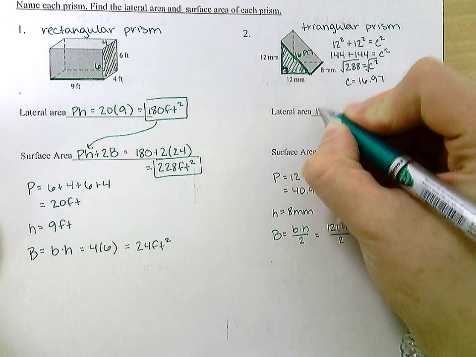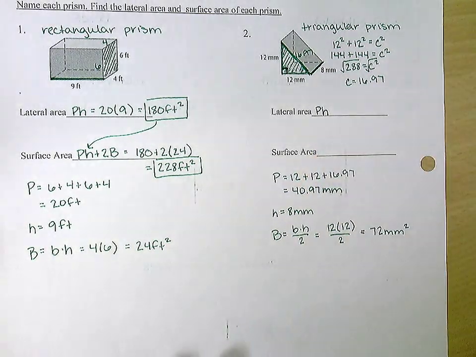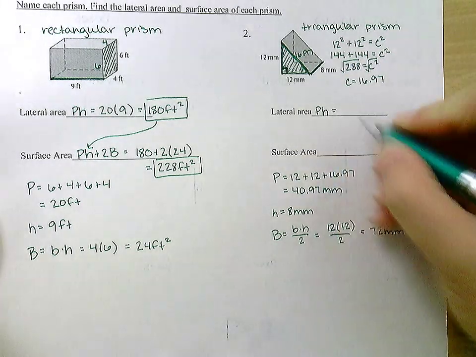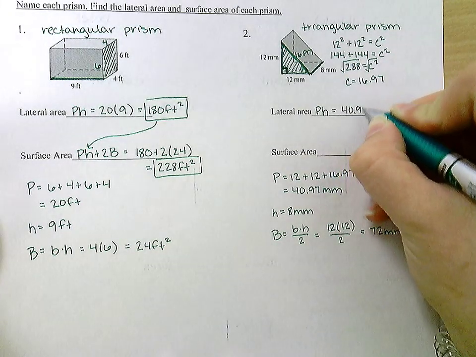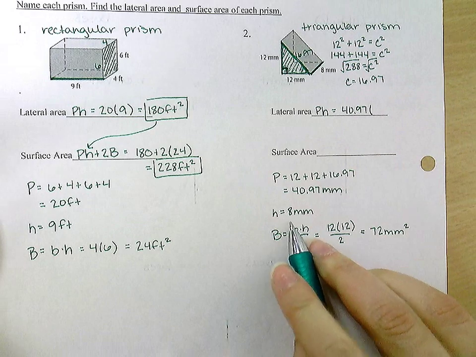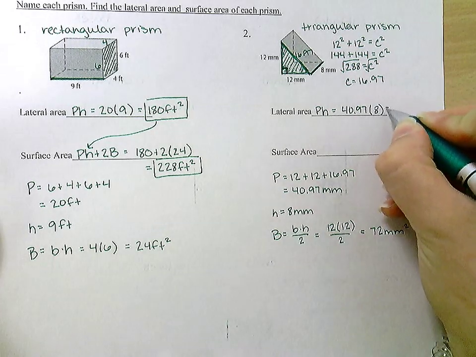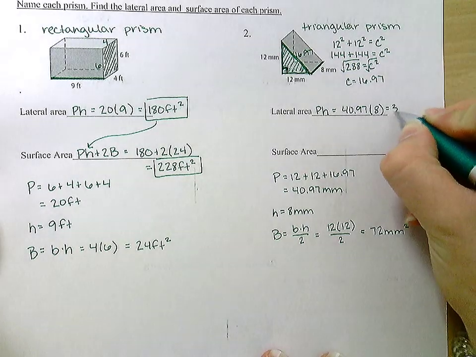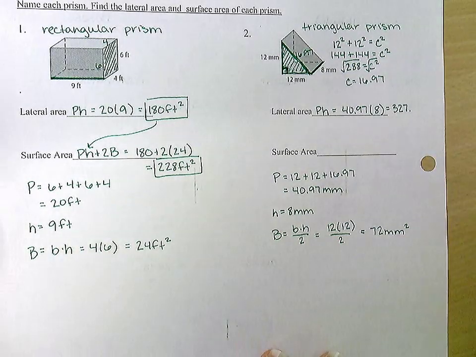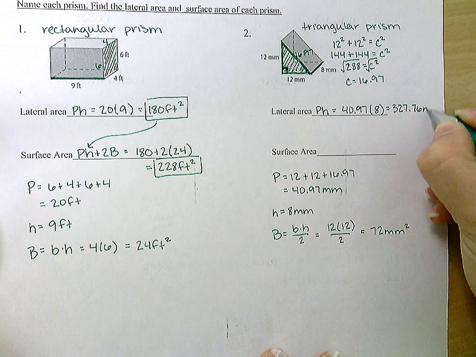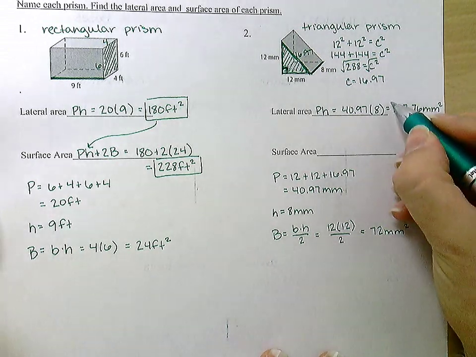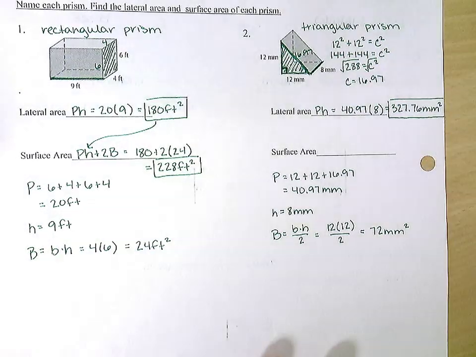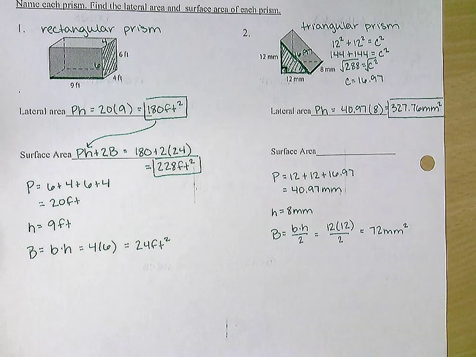So again, lateral area is P times H. My perimeter was 40.97 times our height is 8. And I got 327.76 millimeters squared.